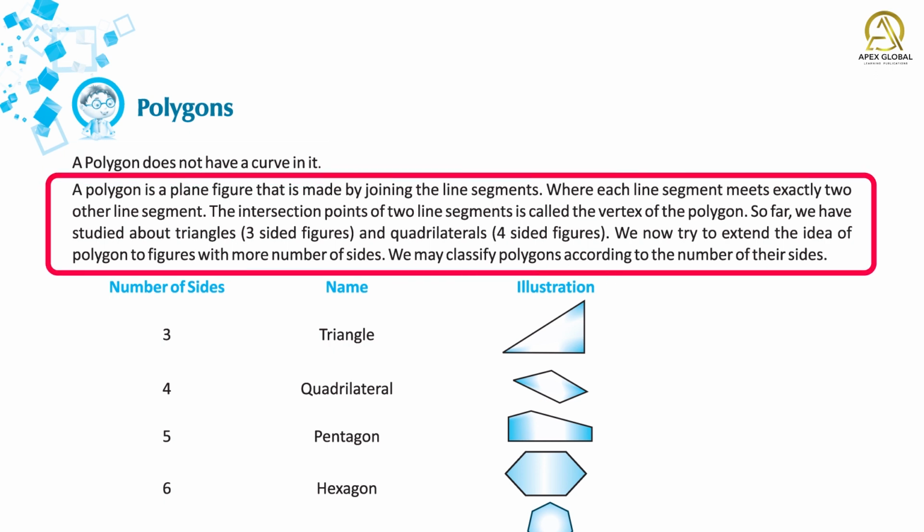Polygons. A polygon does not have a curve in it. A polygon is a plane figure that is made by joining line segments, where each line segment meets exactly two other line segments. The intersection point of two line segments is called the vertex of the polygon. So far, we have studied triangles, three-sided figures, and quadrilaterals, four-sided figures. We now try to extend the idea of polygon to figures with more sides. We may classify polygons according to the number of their sides.